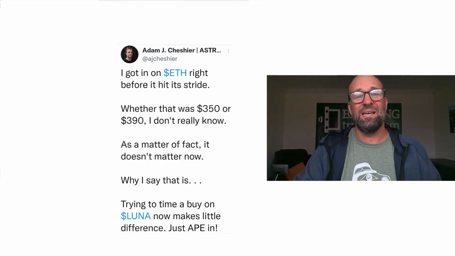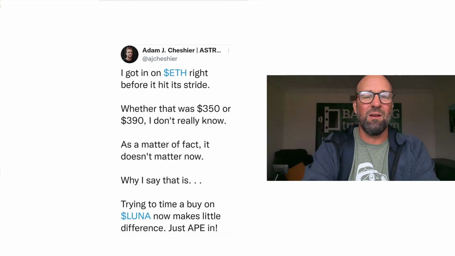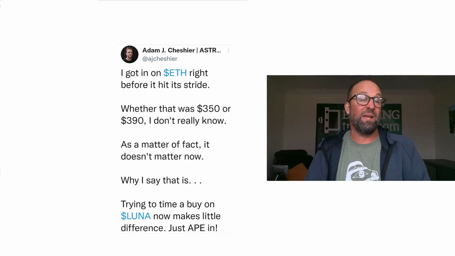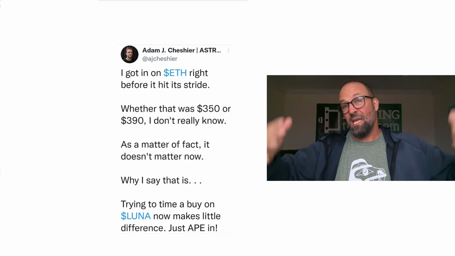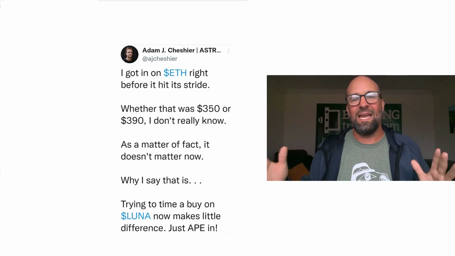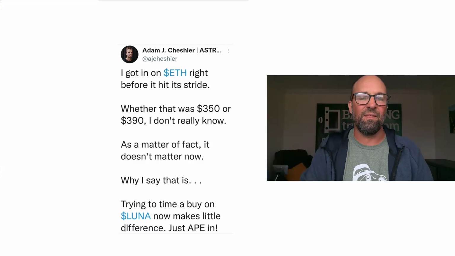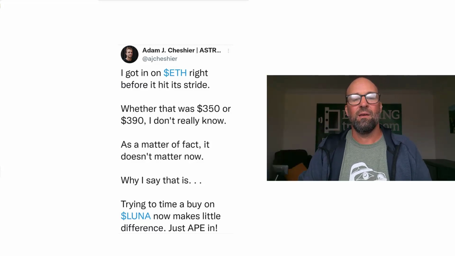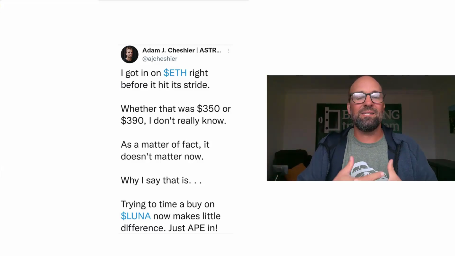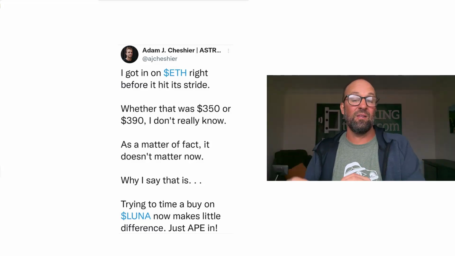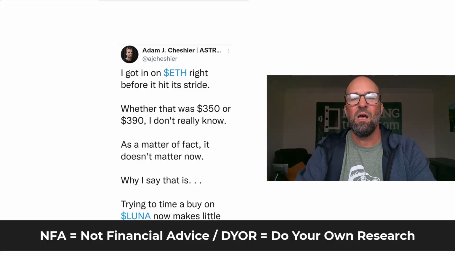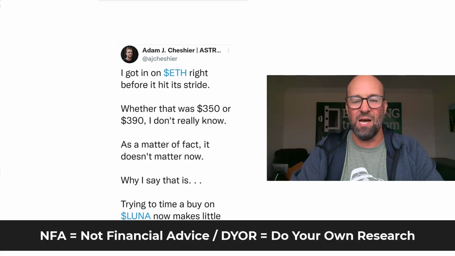Another way to look at it, this tweet by Adam here: I got in on ETH right before it hit its stride. Whether it's 350 or 390, I don't really know. Keep in mind, ETH has fallen into the high 3000s right now. So he's talking about a 10x, and it went all the way up to, I think, some 4,800 at some point. So he continues: as a matter of fact, it doesn't matter now. Why I say that is, trying to time a buy on Luna now makes little difference. Just ape in. Again, he's not offering financial advice either, but I'm just showing you this to provide some context.